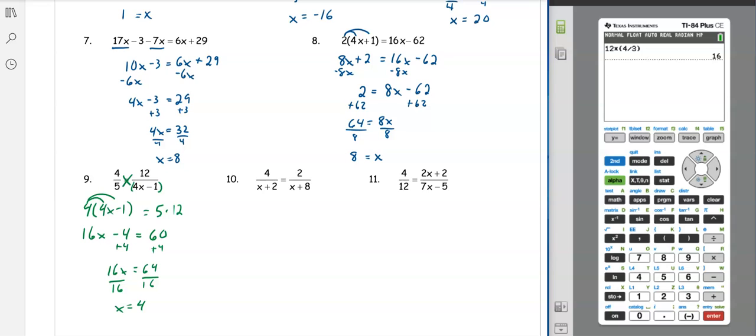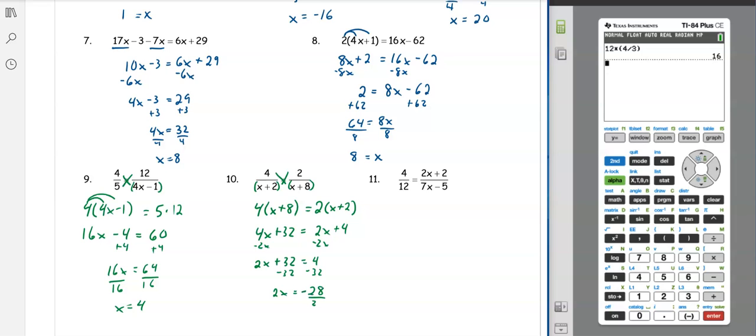In number 10, when we cross multiply, these quantities both need parentheses around them. So when we cross multiply, we have 4 times x plus 8 equals 2 times x plus 2. So we get 4x plus 32 on the left-hand side, and we get 2x plus 4 on the right-hand side when we distribute. Now, 2x is smaller, so I'm going to subtract 2x from both sides, and we get 2x plus 32 equals 4. We can subtract 32 from both sides. 2x equals negative 28. When we divide by 2, x equals negative 14.